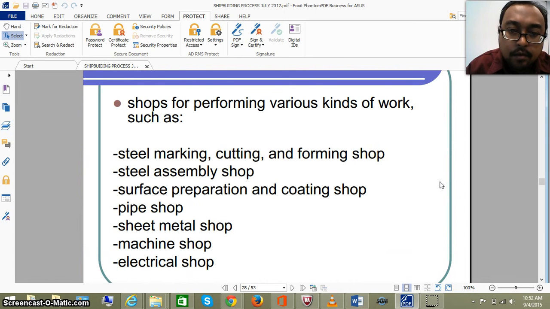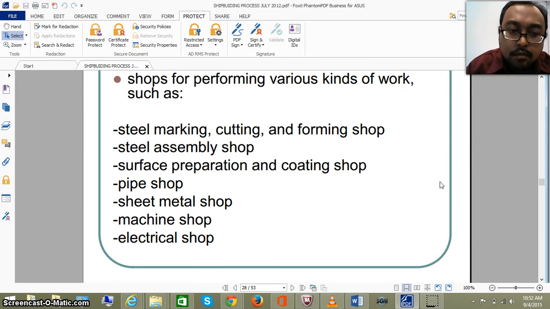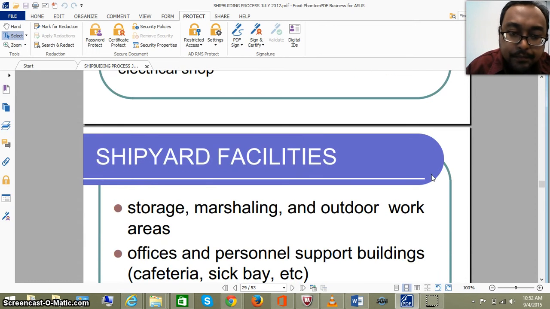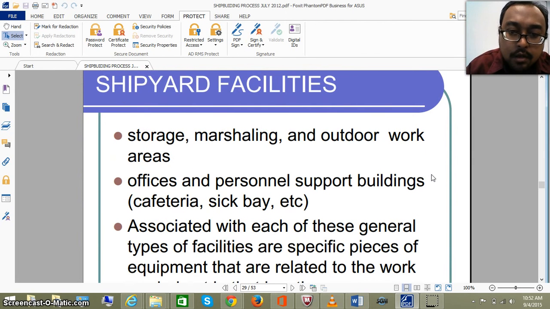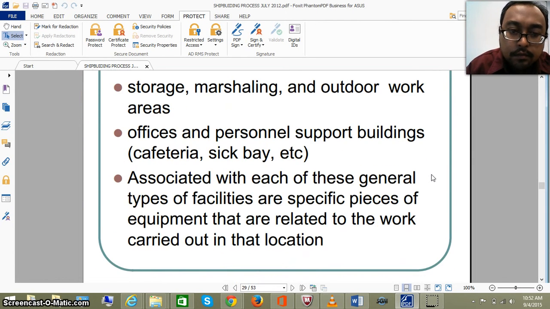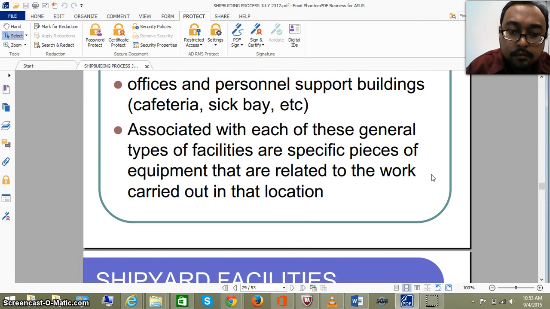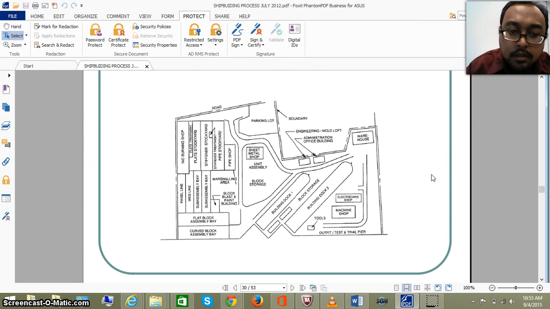Workshops for performing various kinds of work: steel marking, cutting and forming shop, steel assembly shop, surface preparation and coating, pipe shop, sheet metal shop, machine shop, and electrical shop. Storage, marshalling and outdoor work areas, offices and personnel support buildings, cafeteria, sick bay. These are general types of facilities for each equipment. This is an example of shipyard layout.